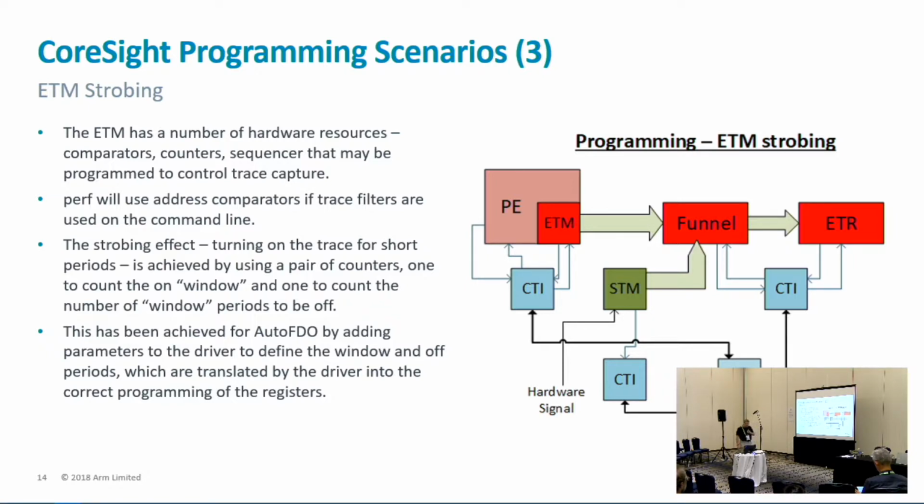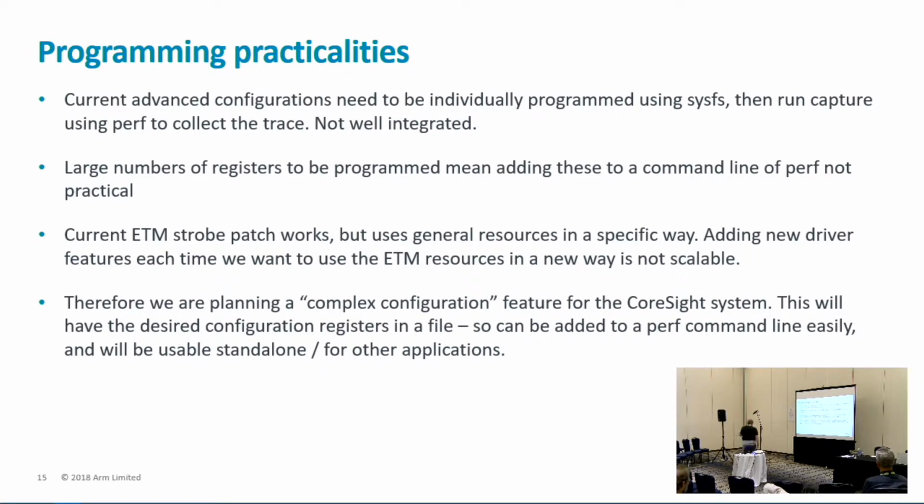Now, we did this with AutoFDO by creating a new patch to the ETM and a couple of additional driver features, which are translated by the driver itself. So you get a window size and a strobe size, which are translated into the 5 or 6 register writes that you need to actually set this system up. So at present, to use these advanced features, it's quite tricky. You can set them up by sysfs and then run capture on perf, but that's not well integrated.